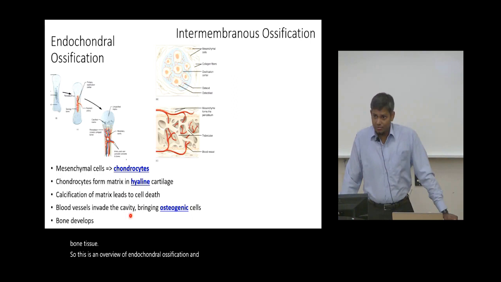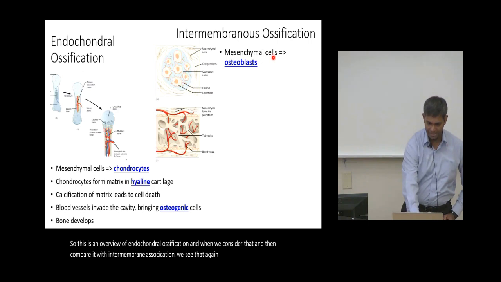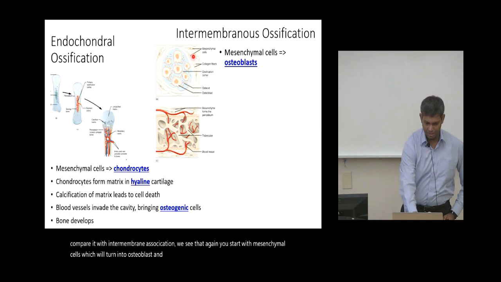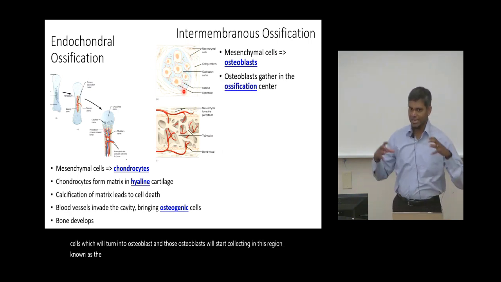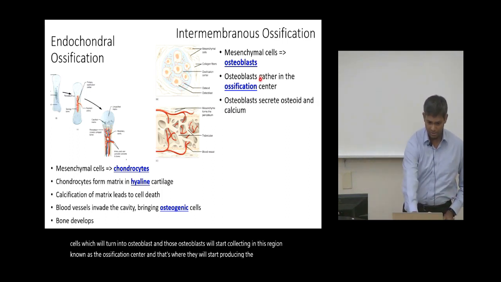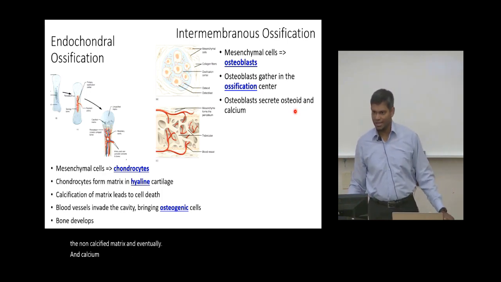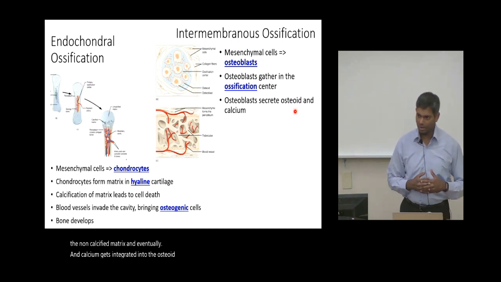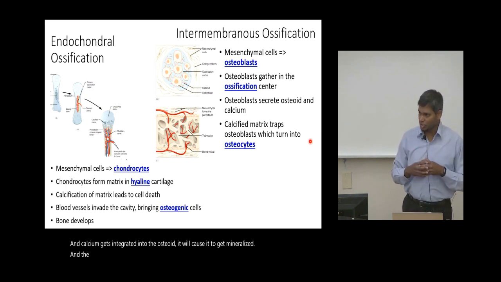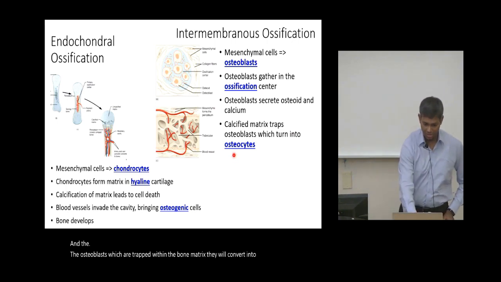And when we consider that and then compare it with intramembranous ossification, we see that again you start with mesenchymal cells, which will turn into osteoblasts. And those osteoblasts will start collecting in this region known as the ossification center. And that's where they will start producing the osteoid, which is the non-calcified matrix. And eventually when calcium gets integrated into the osteoid, it will cause it to get mineralized. And the osteoblasts which are trapped within that bone matrix will convert into osteocytes.